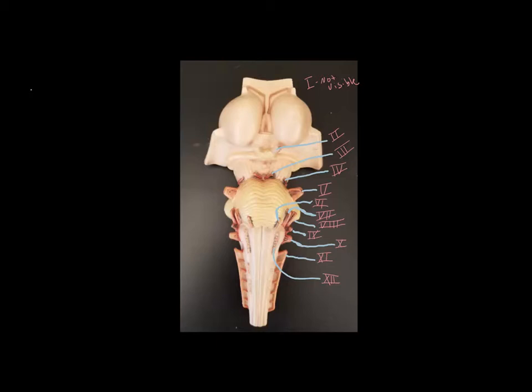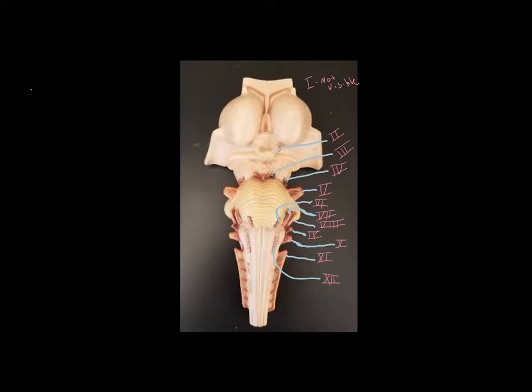Number 2 is the optic nerve, and that's where the optic chiasma is found. Number 3 is the oculomotor nerve. Number 4 is the trochlear nerve. Number 5 is the trigeminal nerve. Number 6 is the abducens nerve. Number 7 is the facial nerve. Number 8 is the vestibulocochlear nerve. Number 9 is the glossopharyngeal nerve.